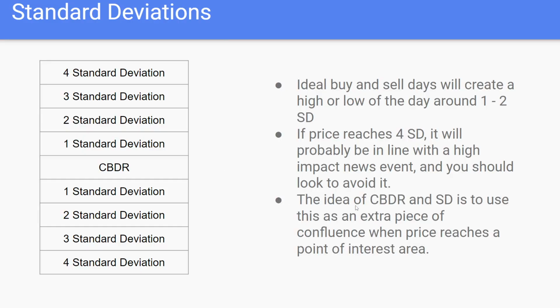So, as mentioned previously, the idea of the central bank dealers range and the standard deviation is to use this as an extra piece of confluence when price reaches a point of interest area. So if you've got price on a sell situation reaching a high of the day and it hits 2 standard deviations, but within the 2 standard deviations you're inside maybe a 4-hour point of interest or a 1-hour point of interest area, that is going to give you an extra piece of confidence that the central bank dealers range and your standard deviations are all going to come into play nicely.